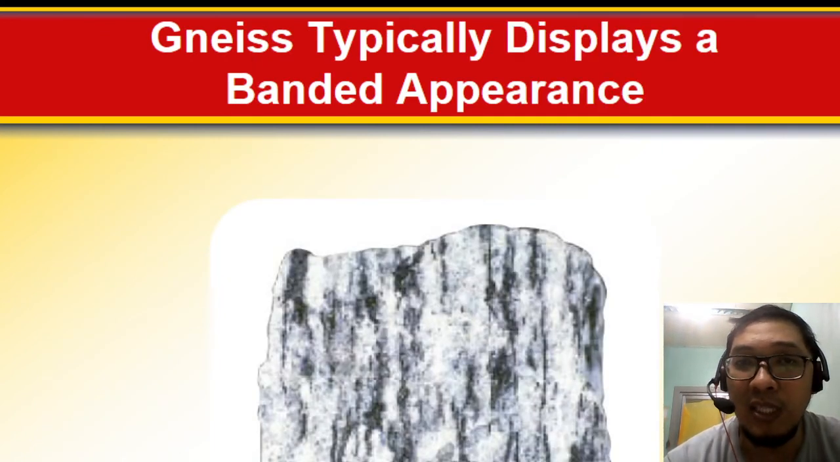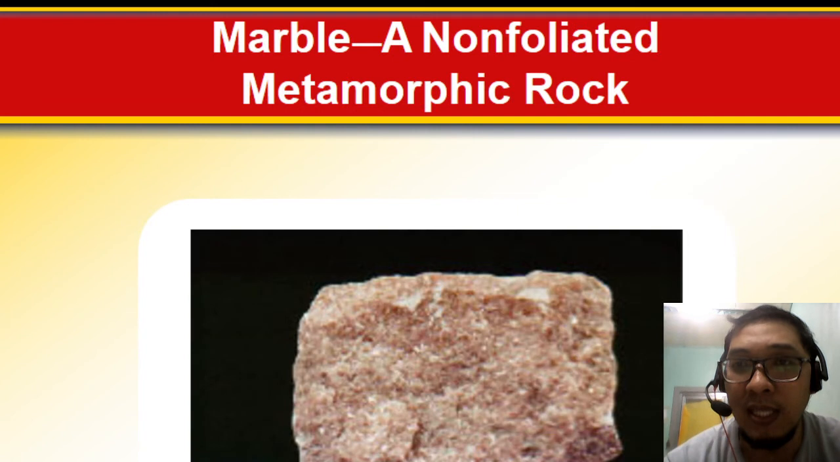Like this one, it's called gneiss. Gneiss displays a banded appearance. It has like a stripe. Marble, an unfoliated metamorphic rock.